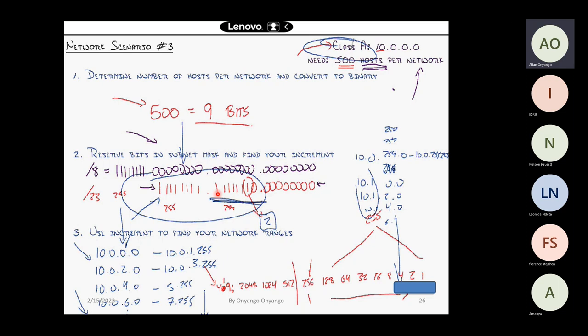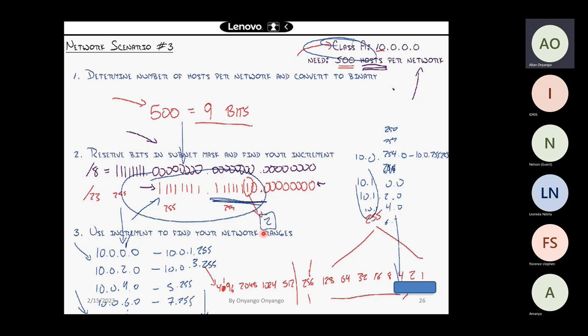Now each of these networks, how many addresses are they going to have? They're also going to have about 512, because 2 power 9 is 512, minus 2 is 510. So each of these network ranges will be having 510 hosts in each and every range.